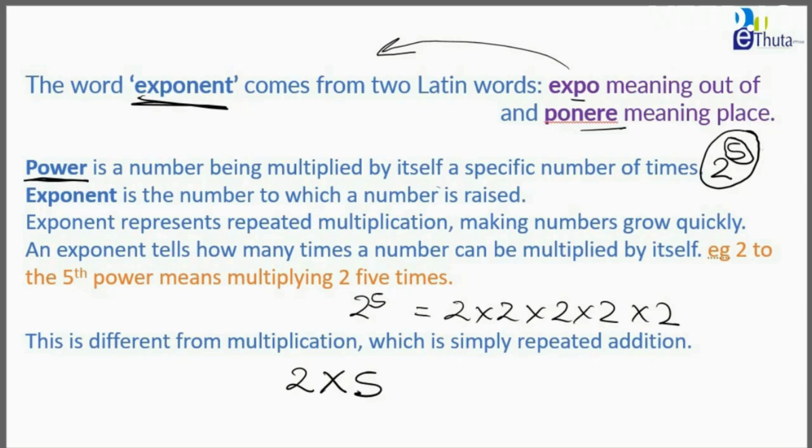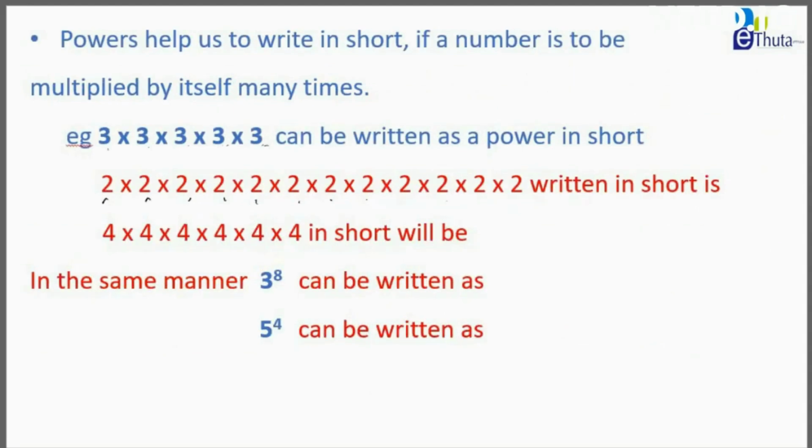So answers to exponents grow faster than multiplication. Powers help us to write in short if a number is to be multiplied by itself many times. For example, 3 times 3 times 3 times 3 times 3, you have to count the number of 3s. 1, 2, 3, 4, 5. Then you will be able to tell that 3 is raised to the power 5.